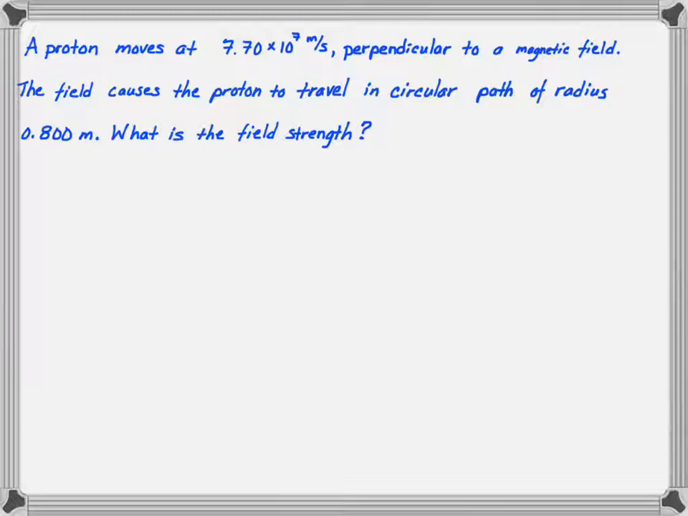And I tell you that it's moving perpendicular to a magnetic field. The field causes the proton to travel in a circular path of a radius of, in my case, 0.800 meters. The question is, what is the field strength?